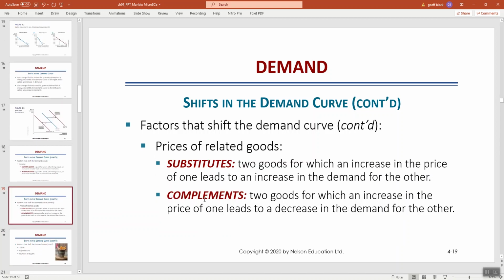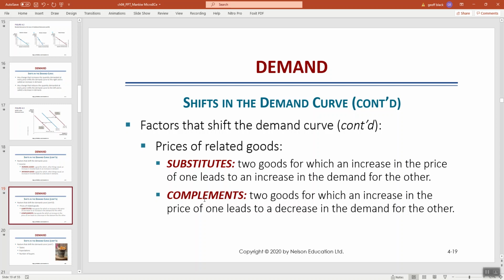Now, another thing that can cause the demand curve to shift would be the prices of related goods. So think about substitute goods, goods that can stand in for each other. The best example of a substitute good would be, let's say, honey and sugar. Okay, these would be substitute goods because if the price of honey goes way up, then the demand for sugar will go up. So if the price of one goes up, the demand for the other goes up.